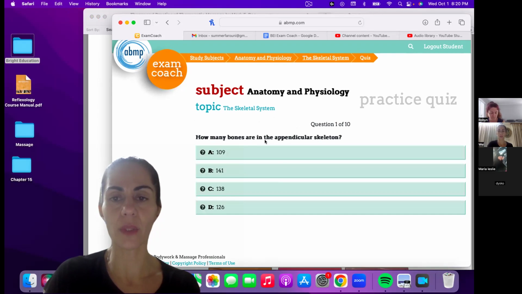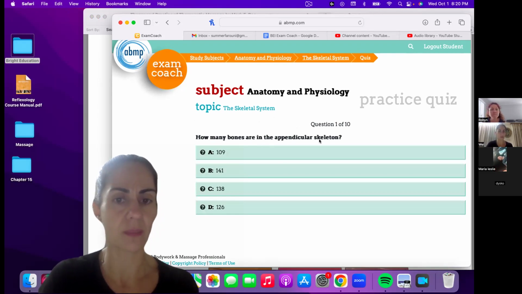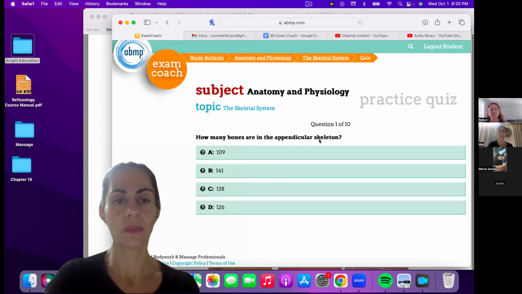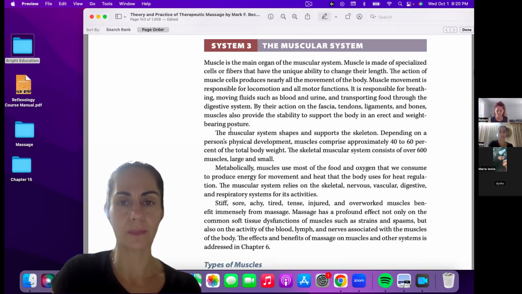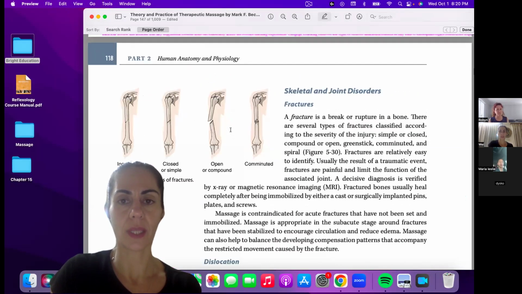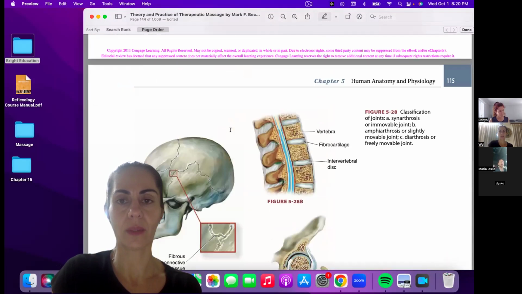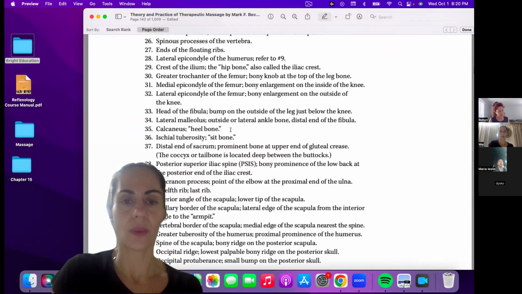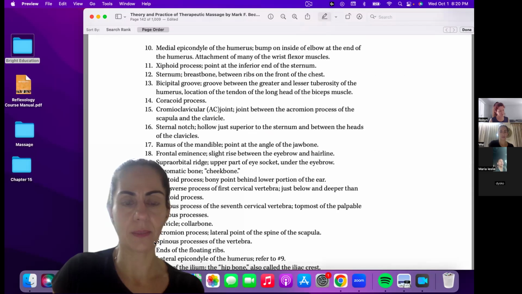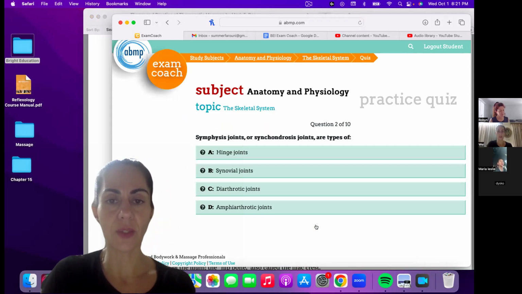Alrighty, how many bones are in the appendicular skeleton? Feel free to open the book and find that number. If we go to the appendicular skeleton, we're going to see the list of the bones broken down. 126. Okay, let me go back to that. Yes, 126. Awesome.